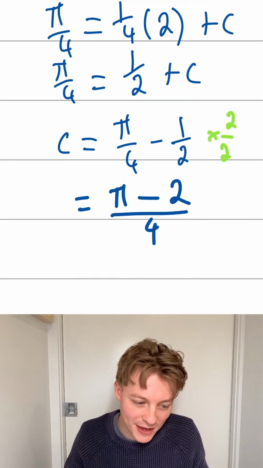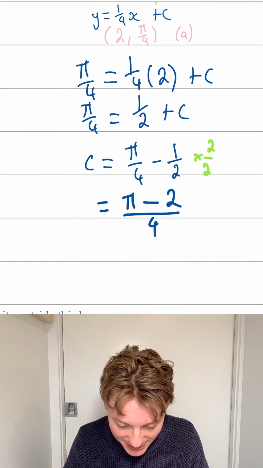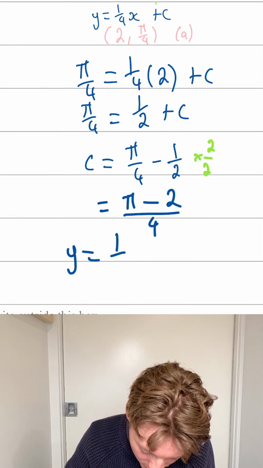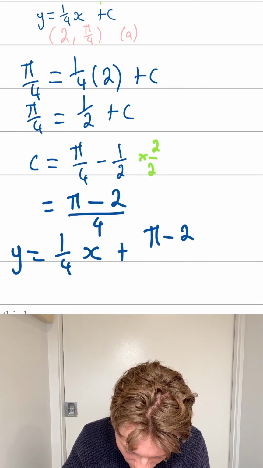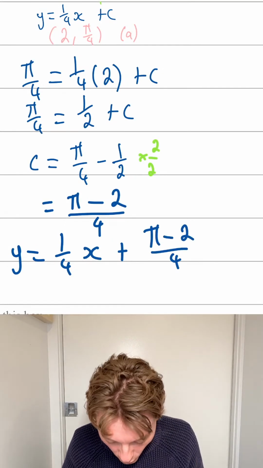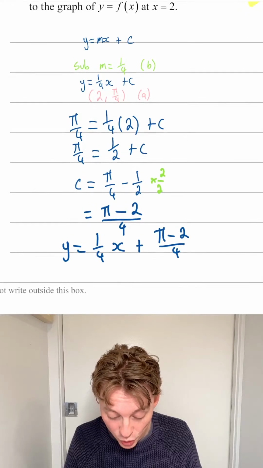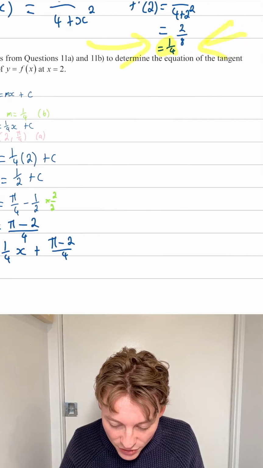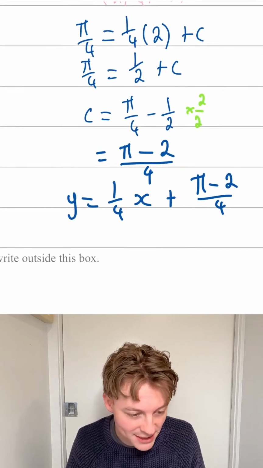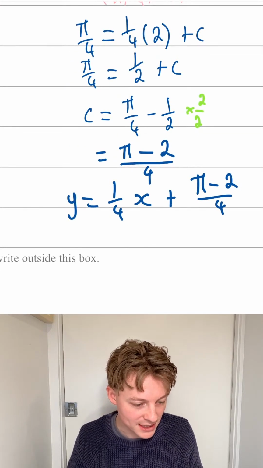This might be overkill, to be fair, but once I've got my c value, I can now put that back into my equation. I get y equals 1/4 x plus pi minus 2 all over 4. Again, 1/4 is common to both, so I have some options here. I don't think it necessarily requires this, but I'm always a fan of practicing everything we can.